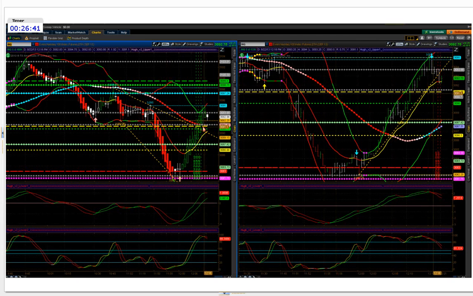What it may do, if it rolls back over, the indicators are still up pretty hard, but it could roll back over and move back down, or it's just going to maybe consolidate here and take the next push back towards yesterday's high. See, this is yesterday's high.